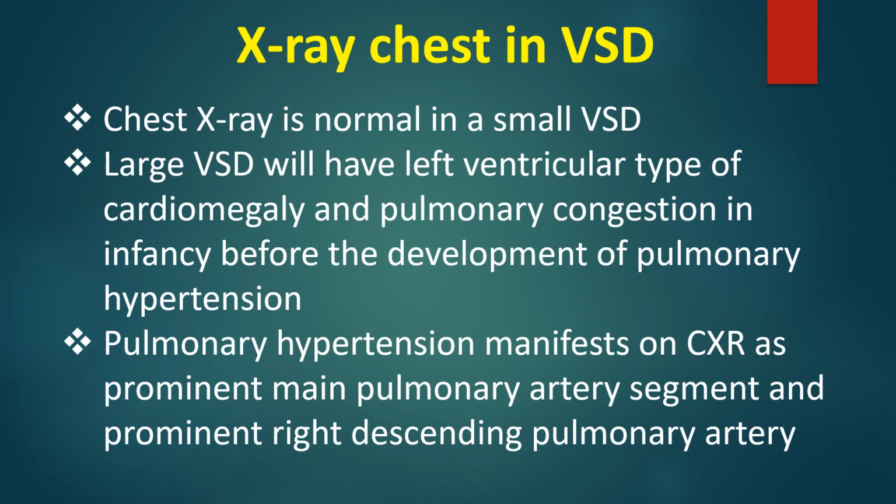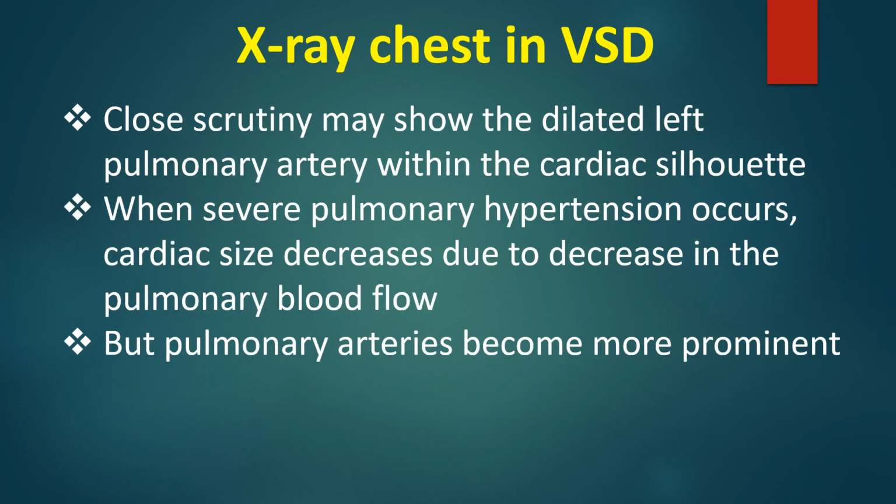Chest X-ray is normal in a small VSD. Large VSD will have left ventricular type of cardiomegaly and pulmonary congestion in infancy before the development of pulmonary hypertension. Pulmonary hypertension manifests on CXR as prominent main pulmonary artery segment and prominent right descending pulmonary artery. Close scrutiny may show the dilated left pulmonary artery within the cardiac silhouette.